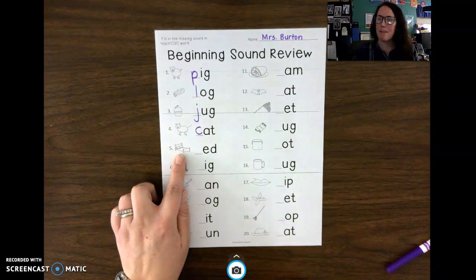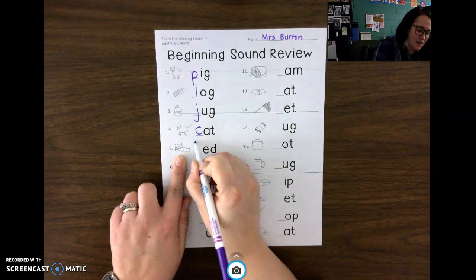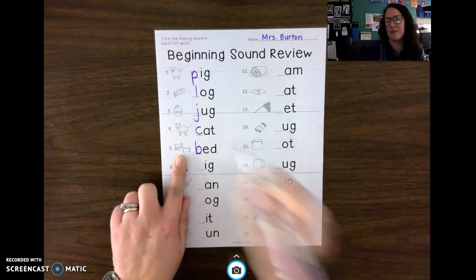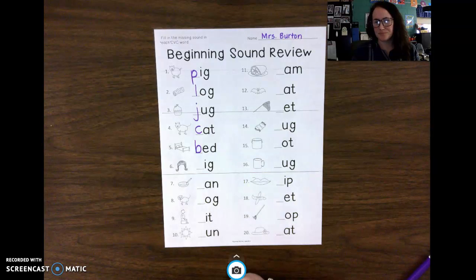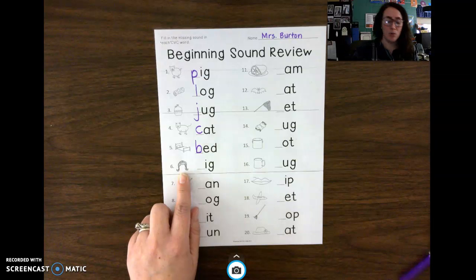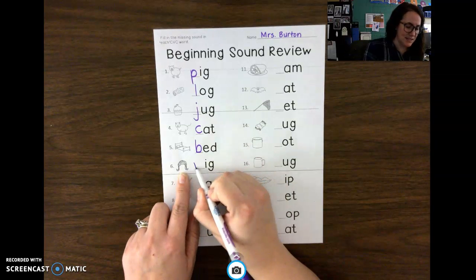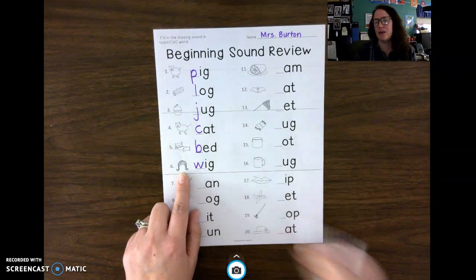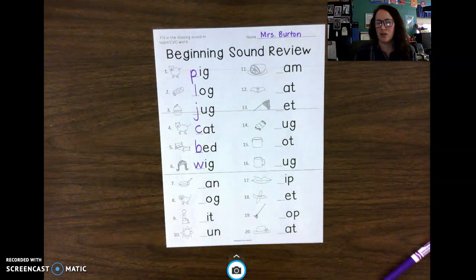Number 5 is a bed. Bed. What letter goes b? B. Bat and a ball to make a B. Number 6 is a wig. Wig. What letter goes w? W. You're going to slant down, slant up, slant down, slant up to make a lowercase w.